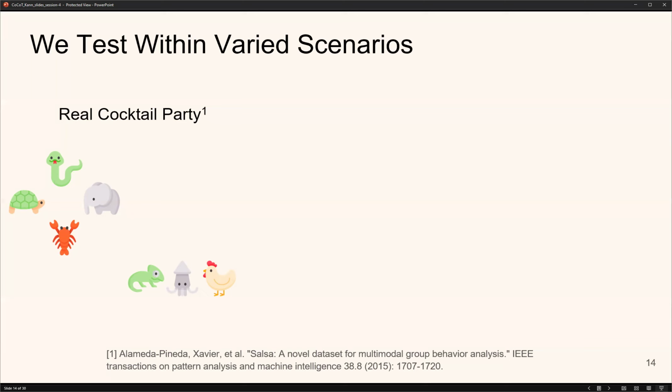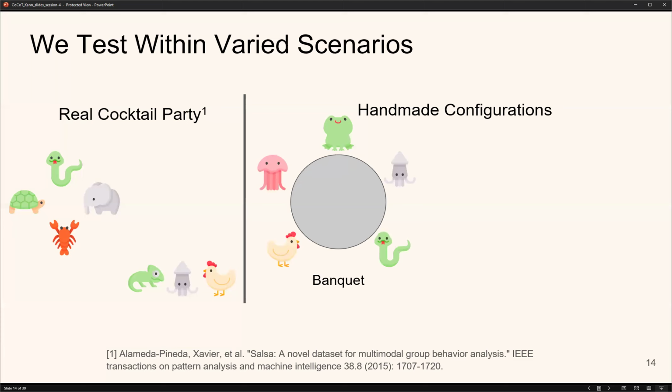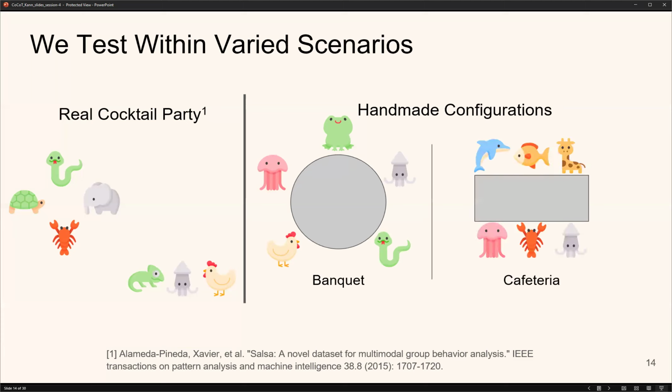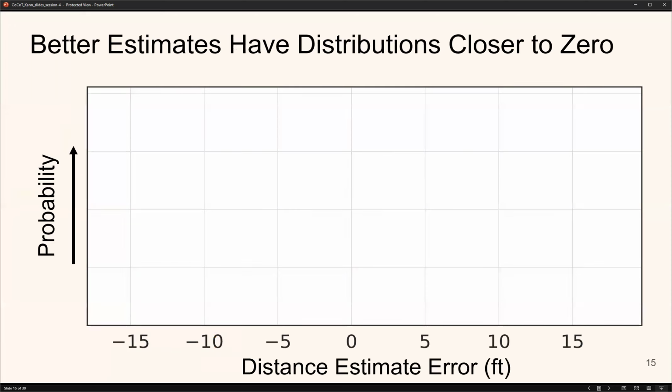Unfortunately, though, this real high-quality human interaction data is scarce, so we have to make a bunch of handmade canonical configurations as well. One of those is a banquet hall where lots of users are seated around round tables. Another is a cafeteria in a school style where users are seated around long rectangular tables, among others. And I'll show you those results on a probability distribution that's going to look like this.